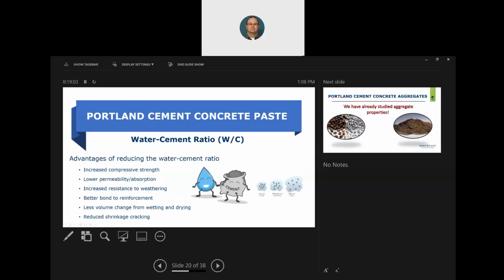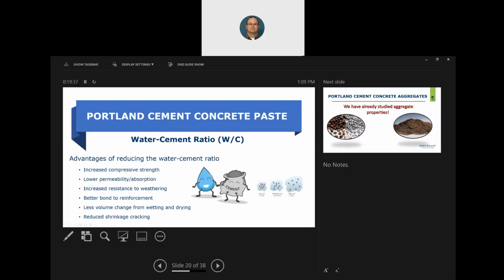All right, advantages of reducing the water cement ratio: increased compressive strength, and lower permeability and absorption. If we have too much water, we have all these voids, and the water can get through easier. If we have this all nice and tight, the water can't get through as easily. And we increase the strength because the cement was properly cured, there's no excess water in there, and our aggregates are touching.